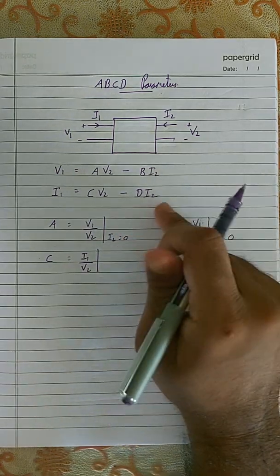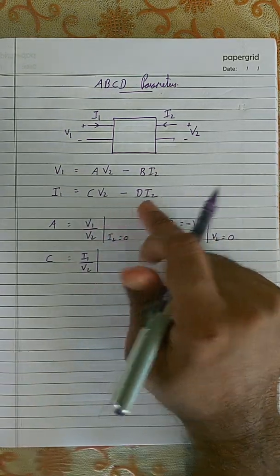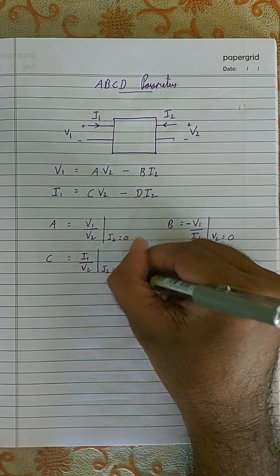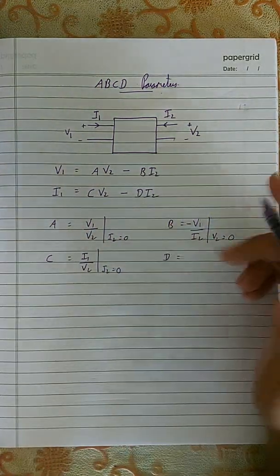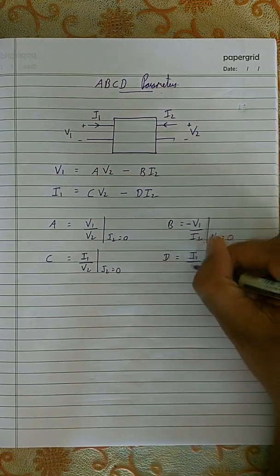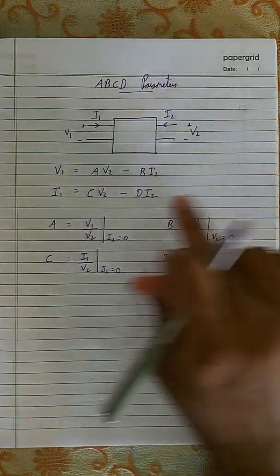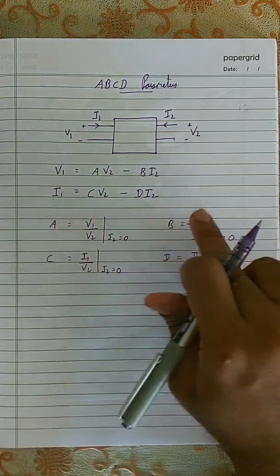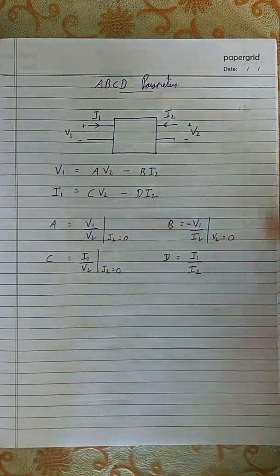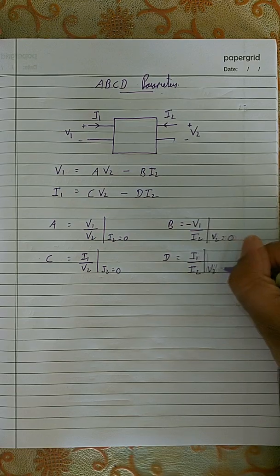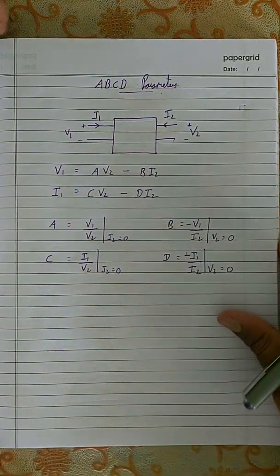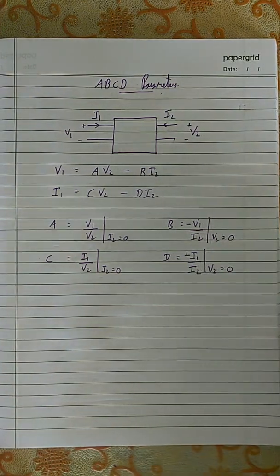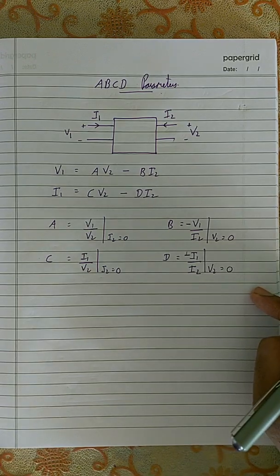C is I1 by V2 when I2 is equal to 0. And what's the equation for D? D is equal to minus I1 by I2 when V2 is equal to 0. So this is how we express the equations of these functions.